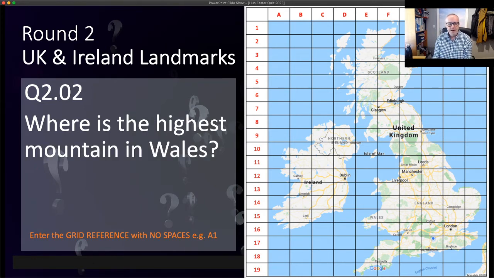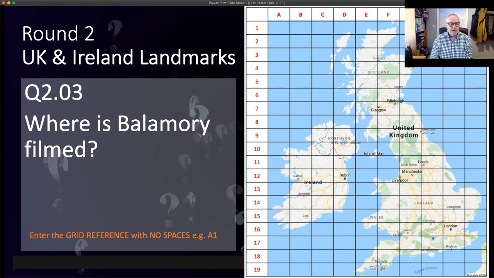Question number 2. Where is the highest mountain in Wales? Where is the highest mountain in Wales? Okay, question number 3. Where is Balamory filmed? Where is Balamory filmed?